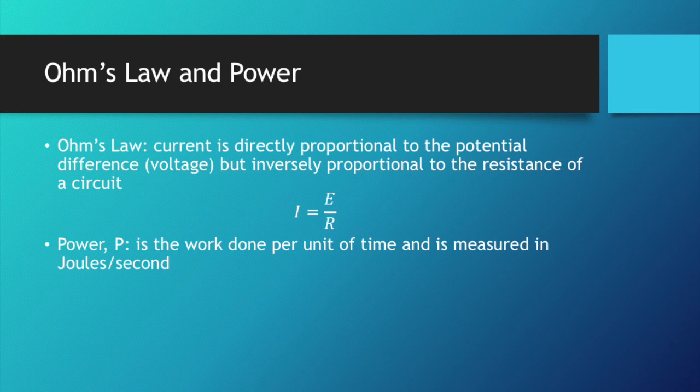Okay, so now we're going to talk about Ohm's law and the term power. So Ohm's law states that current is directly proportional to the potential difference, or the voltage, but it's inversely proportional to the resistance of a circuit. Shown below is the equation I equals E over R, where R is resistance, and it's found in units of ohms. Power is the work done per unit of time, and it's measured in joules per second.